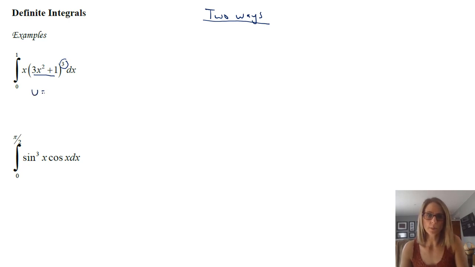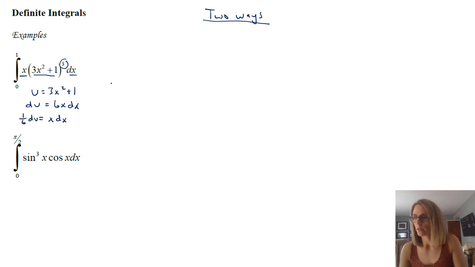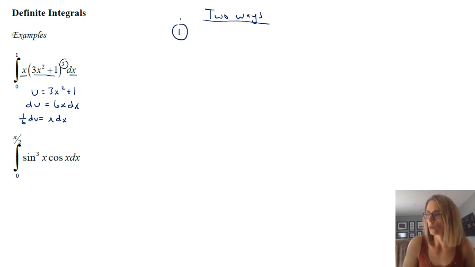So instead we'll use the substitution method. We'll make the inside our u. Our du will be 6x dx, and so that means that x dx, which is what we need to replace with u or du, will be 1/6 du. Now here is the first way. I need that for both of the ways that I'm going to do this.